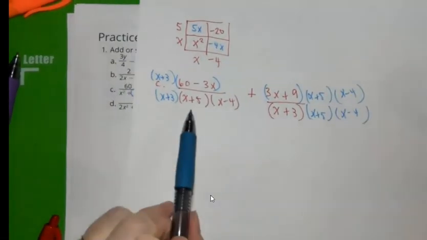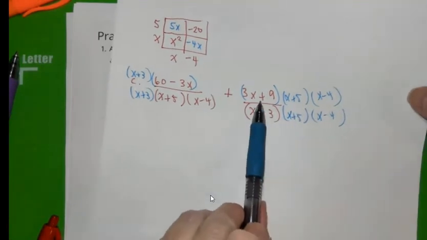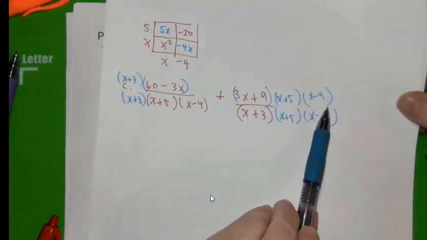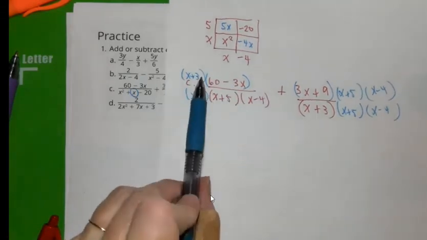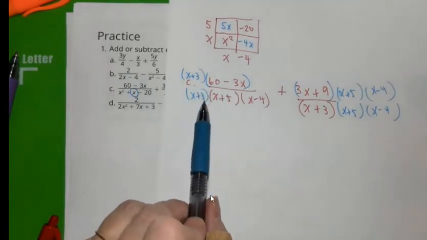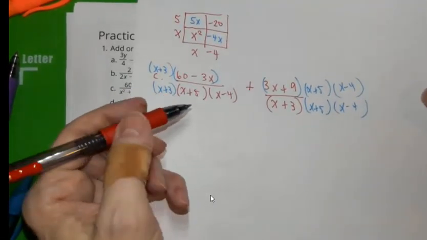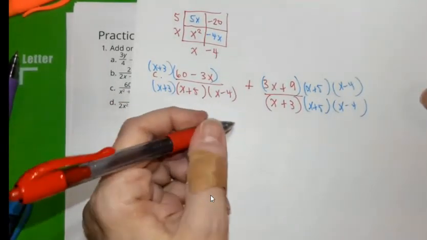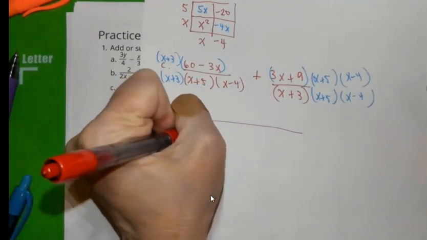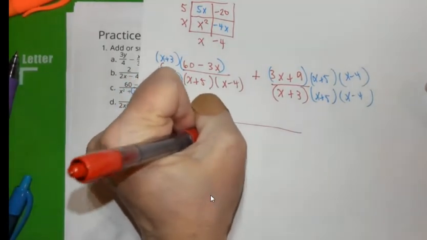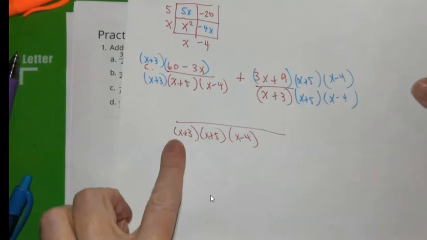All right, so now we need to multiply out our numerators, and this gets really interesting. I've got to multiply three binomials together in this numerator. Here I can multiply with a box, or I can do FOIL. I think I will do FOIL. But the denominators, don't multiply those out. You want to leave your common factors, your denominators the same as they are now. So we're going to leave our x plus 3, our x plus 5, and our x minus 4 as is.